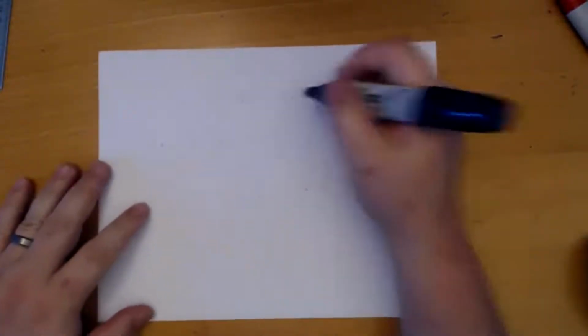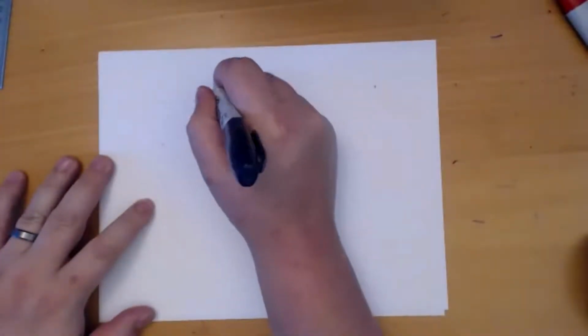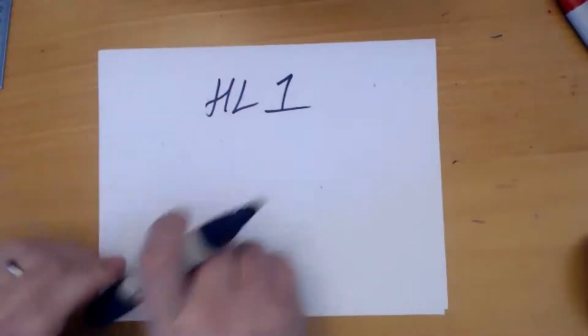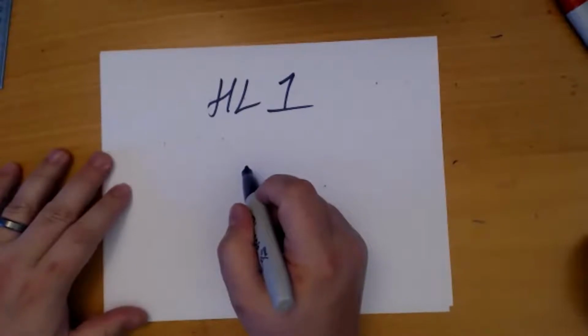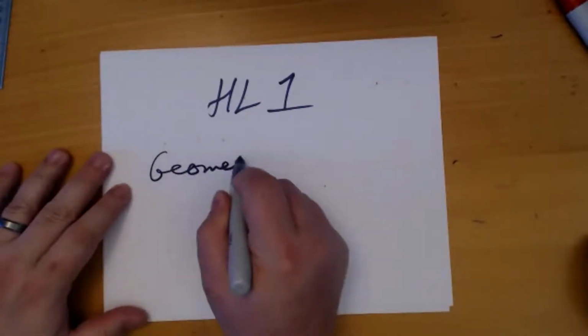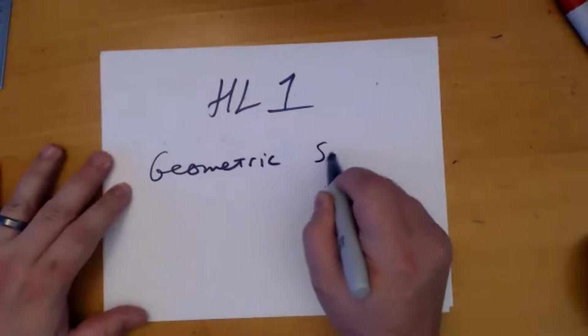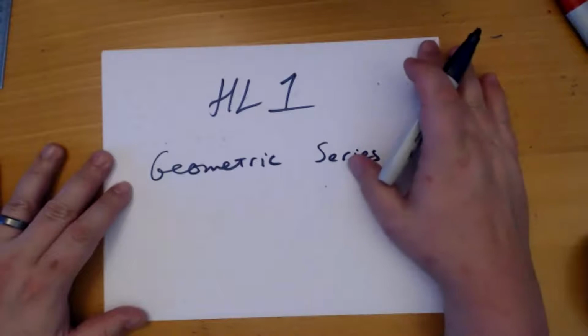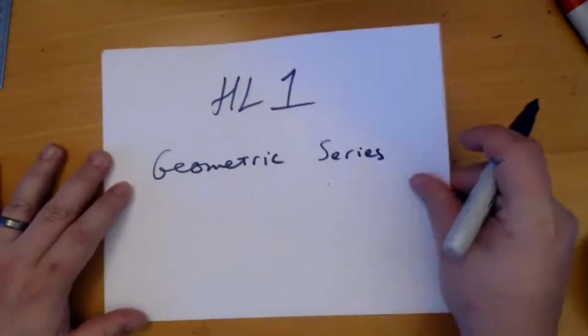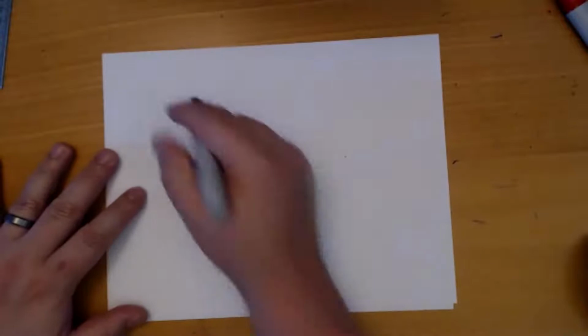Let's talk about what's going on. So, housekeeping. First of all, this is HL1, and we're going to be dealing with geometric series. And if we get lucky, we'll deal with sigma, but we'll deal with that in a moment. Okay, so this is where we are. Now, housekeeping.